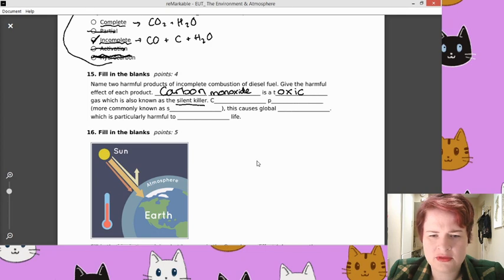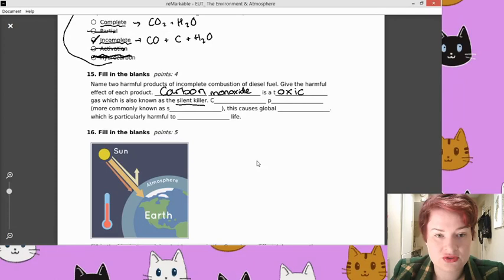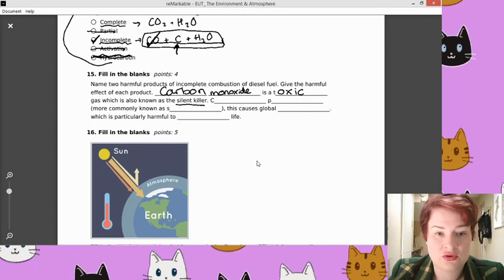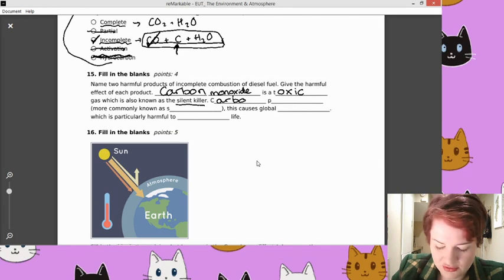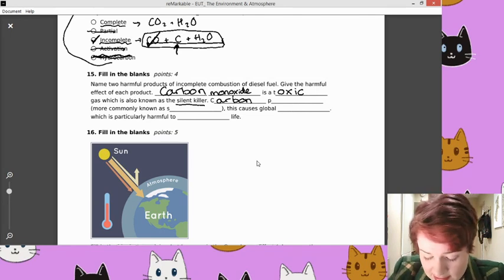C something, P something, more commonly known as S something. We've already mentioned this. Here they are. So incomplete combustion, we did actually show. I did just give you the little equation for that just up there. We've talked about carbon monoxide. That's your other product there. That is carbon, or arbon is what you should have written in the space. Carbon particulates.